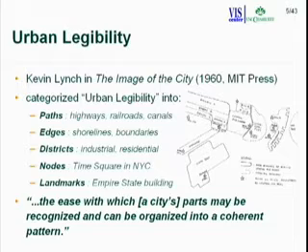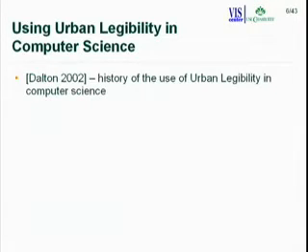So Kevin Lynch defined this idea of urban legibility as the ease with which a city's parts may be recognized and can be organized into a coherent pattern. That's kind of a mouthful, but to me what that really says is if we can somehow deconstruct a city into these urban legibility elements, we can still be able to organize a city in that coherent pattern.